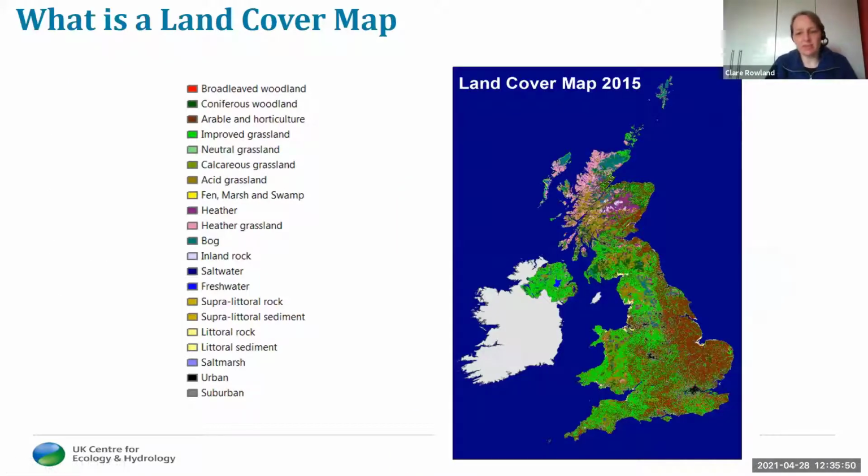So what is a land cover map? A land cover map is basically a data set that tells you what land cover you've got at a particular location. For the UK land cover map, we have 21 classes. So we have some woodland classes, we have an arable class, we have a range of grassland classes, we've got some upland classes, we've got coastal classes, and then we've got urban and suburban. So that's basically what the land cover data set is.